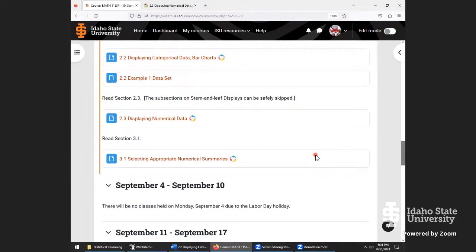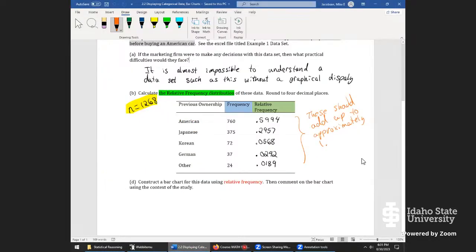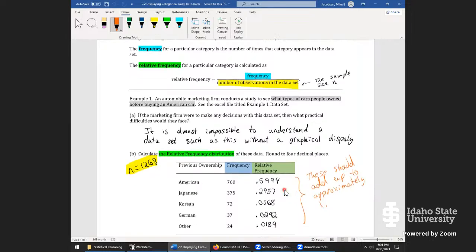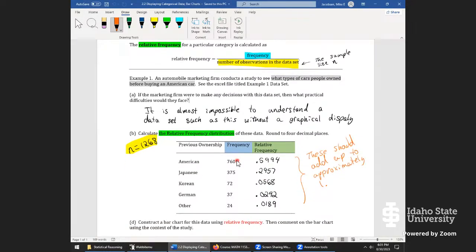Okay, well, let's see where we were at in section 2.2. Really, the main thing we're trying to achieve in this section, which is a really short one, is just understanding a bar chart, understanding how to construct it, and relative frequency as well. All we did for relative frequency on this table was we took each one of these frequency labels and divided by the table total of 1,268. So just a reminder on the context for this one.